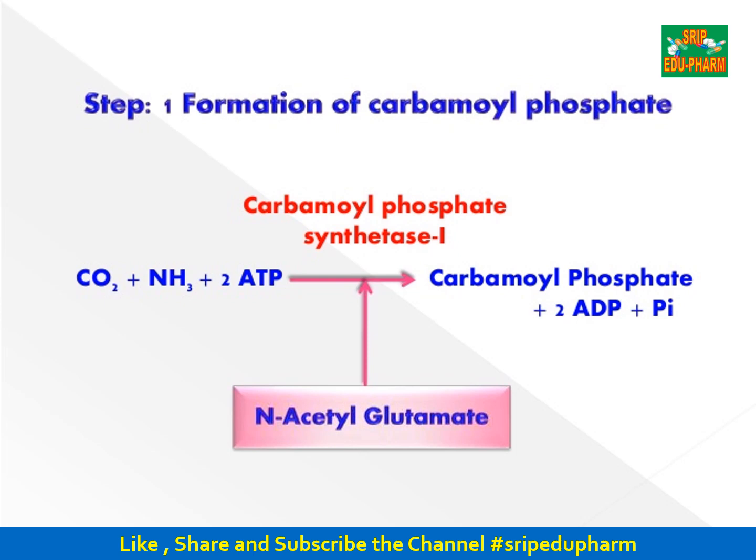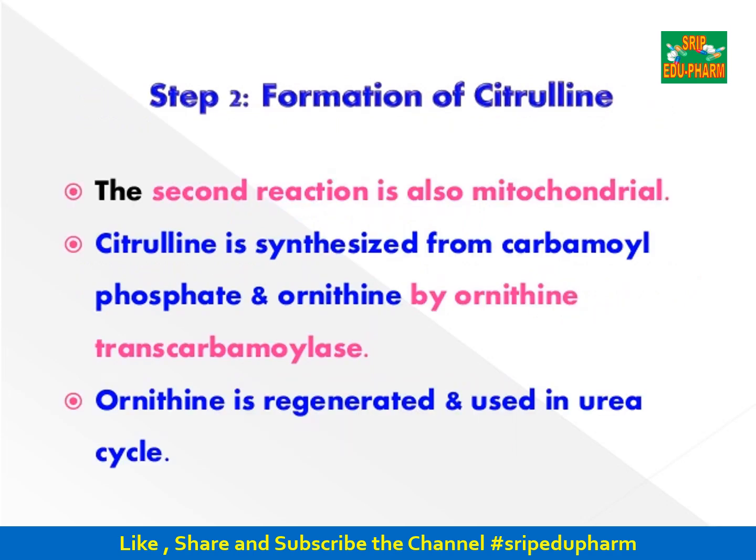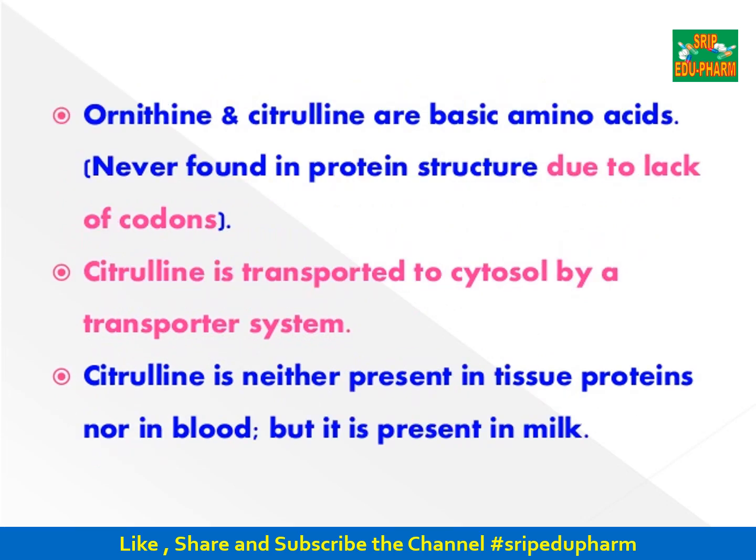Okay, second step is formation of citrulline. The second reaction occurs in mitochondria. Next, citrulline is synthesized from carbamoyl phosphate and ornithine by the ornithine transcarbamylase enzyme. Okay, ornithine is regenerated and used in the urea cycle. Next, ornithine and citrulline are basic amino acids never found in protein structure due to lack of codon.